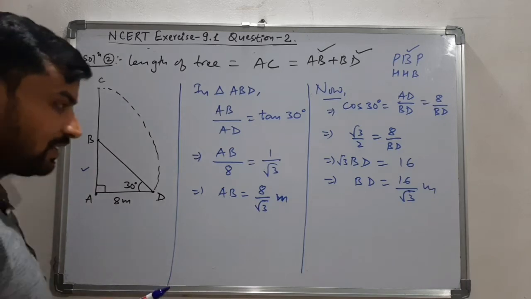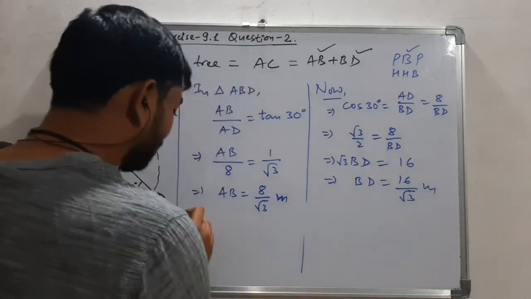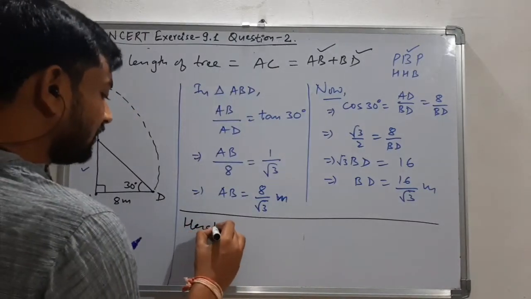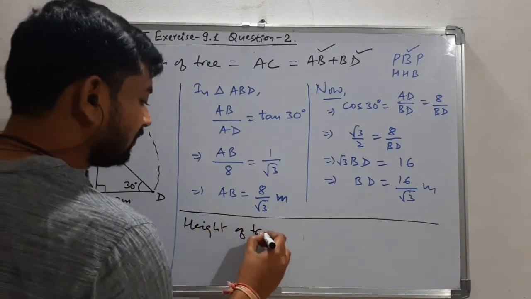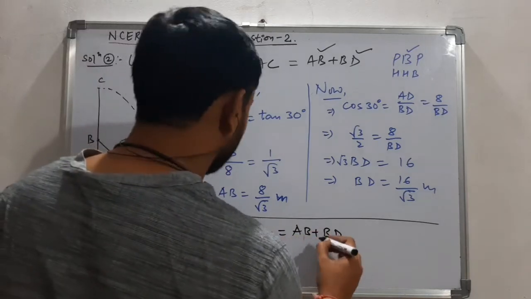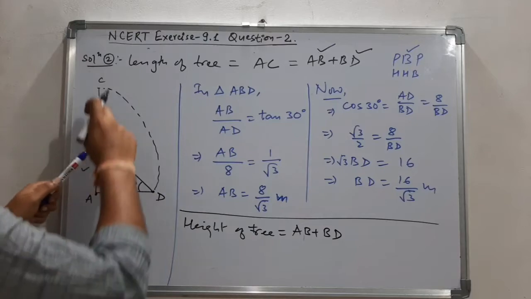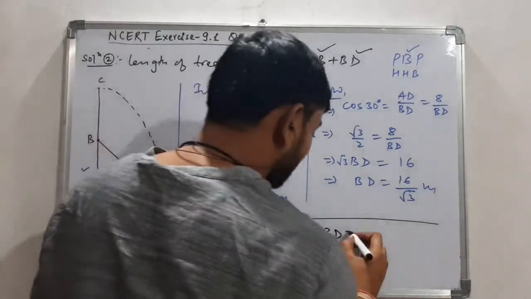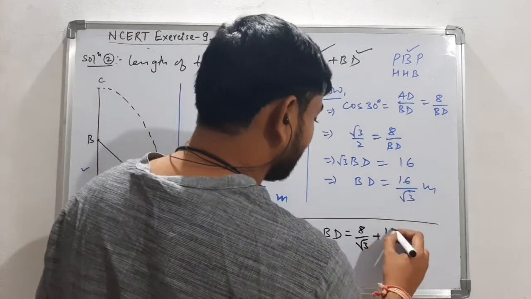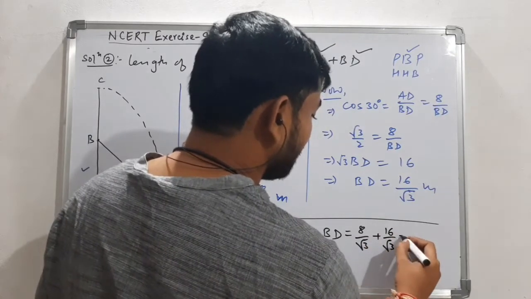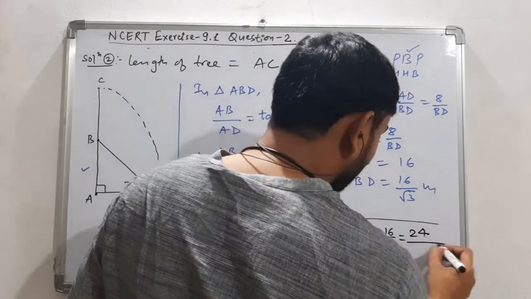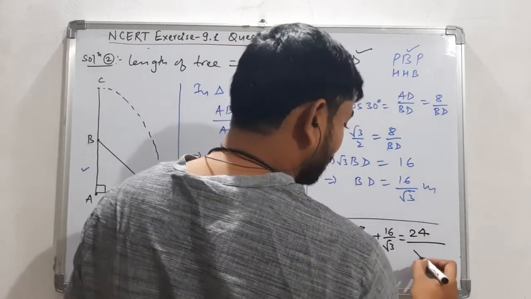Now the height of the tree will be the addition of these two values. So the height of the tree which we want to calculate here is AB plus BD, where BD is the same as BC. So we will be writing this addition here, 8 root 3 plus 16 root 3. Here we can directly add this. So this will be 8 plus 16, that is 24 upon root 3.